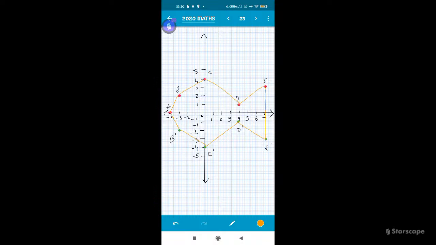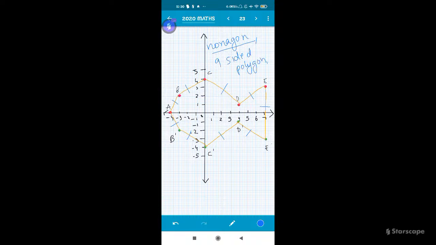Now what has been said? Name the closed figure formed. So there can be many names of this closed figure. First of all, let us count how many sides it has. 8, 9. So it can be termed as a nonagon, which is a 9-sided polygon. You can also write it as a 9-sided polygon.